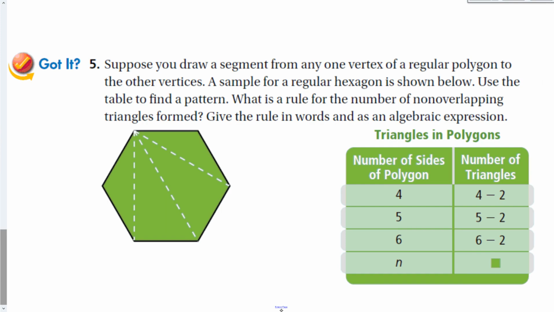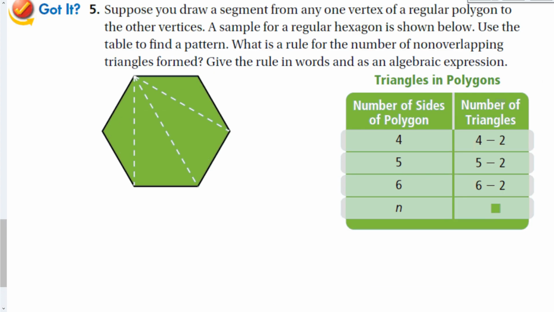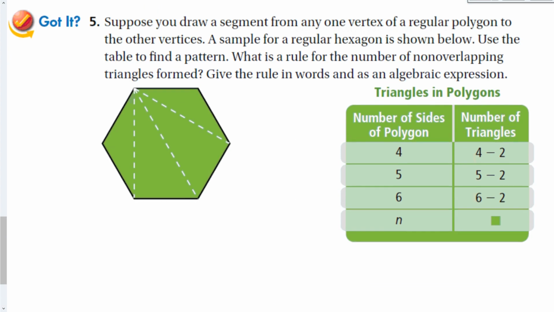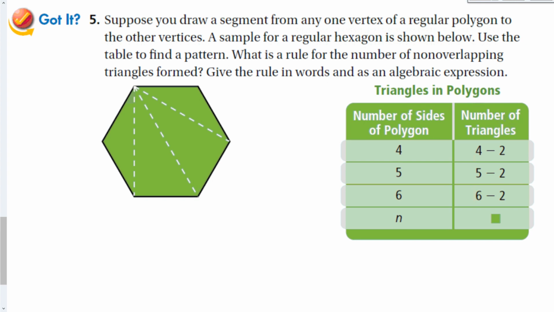Okay, to our got it problem down here, suppose you draw a segment from any one vertex of a regular polygon to the other vertices. A sample for a regular hexagon is shown below in the green. Use the table to find a pattern. So, okay, let's see what the pattern is.